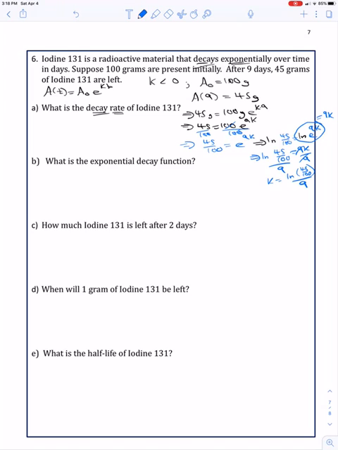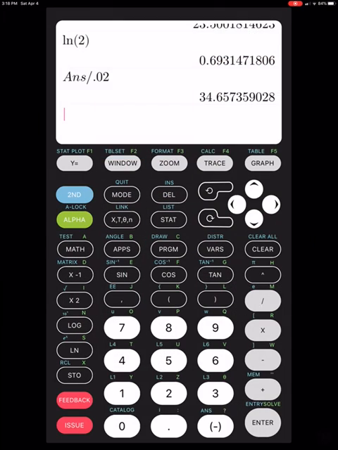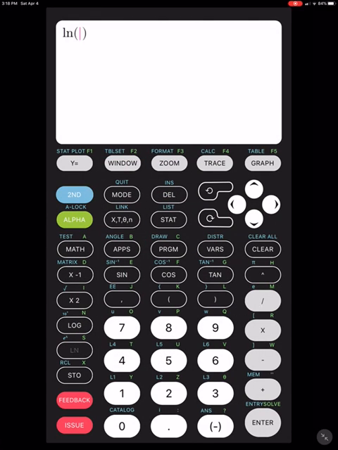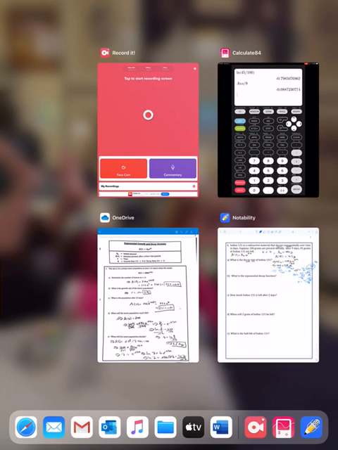So let's see what we get. We should get, again, a negative value, since this is a decay problem. So let's plug that in together so we can clear out our last one. We have the natural log of 45 hundredths divided by 9. So I got negative 0.088. Negative 0.088.